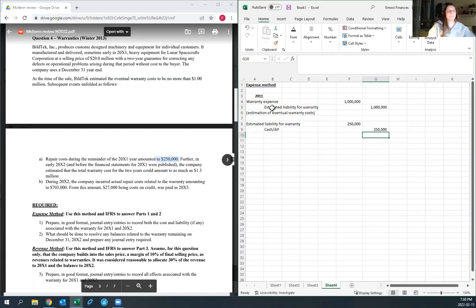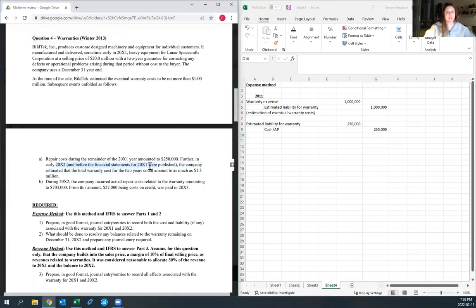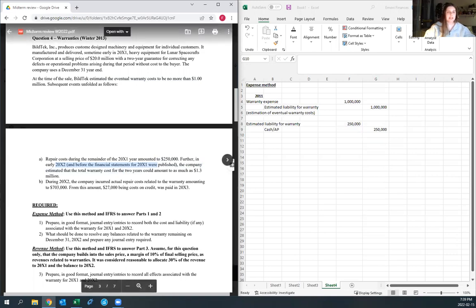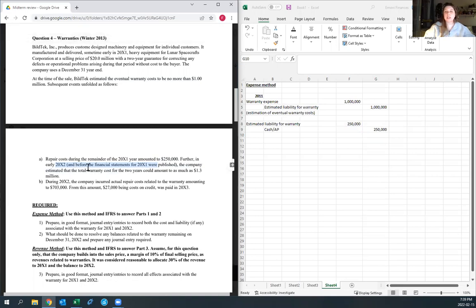So normally it stops here, but they said that they already have their estimation for 2012 before the financial statement for 2011. So because of that, in 2011, we're going to record our estimation for 2012 also, instead of estimating it in 2012. Let me repeat: because we know the estimation of the total warranty cost for 2012 prior to the release of the financial statements for 2011, we're going to record our estimation, so our warranty expense and our estimated liability for warranty, with the number of 2012 and 2011.